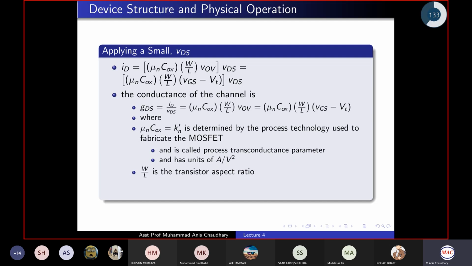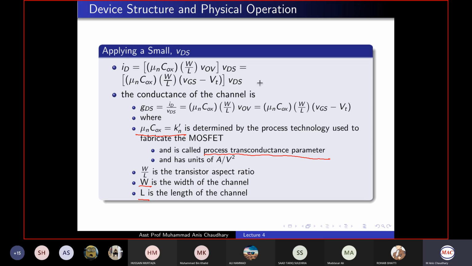W by L is the transistor aspect ratio. So width of the channel divided by length of the channel is called the transistor aspect ratio, and is a dimensionless quantity. W is the width of the channel and L is the length of the channel. So ये आपका process transconductance parameter है. So this is called process transconductance parameter Kn prime.